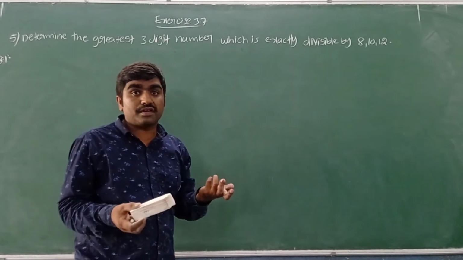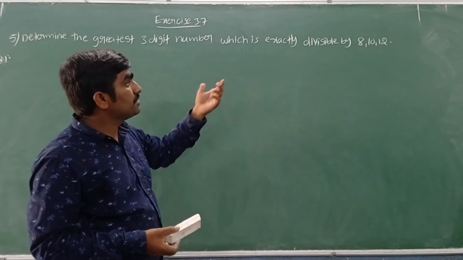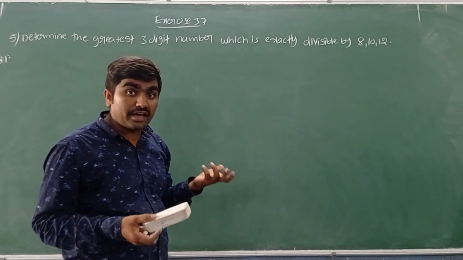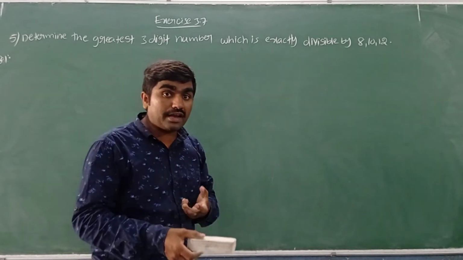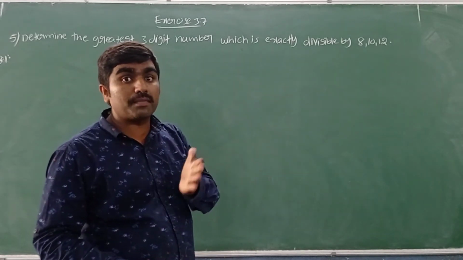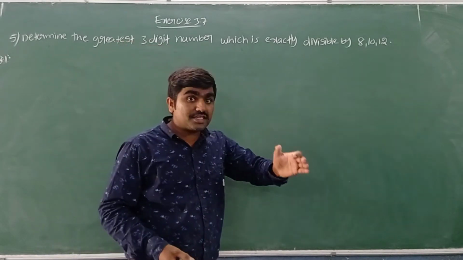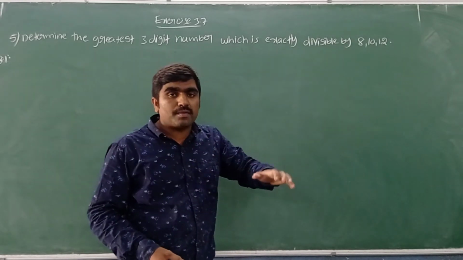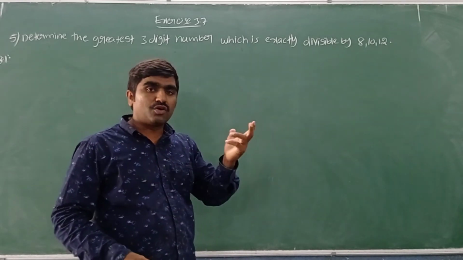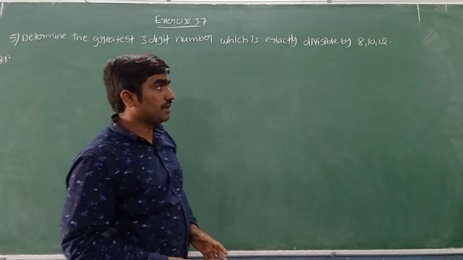The HCF value is however smaller than the given numbers. The LCM value is always exactly divisible by the given three numbers. Why? Because LCM is the least common multiple. Least common multiple means it is the common multiple of all the three numbers. So if it is the common multiple of all the three numbers, obviously that common multiple is divisible by the three numbers.